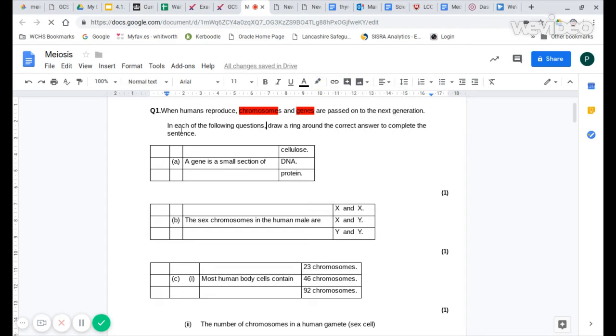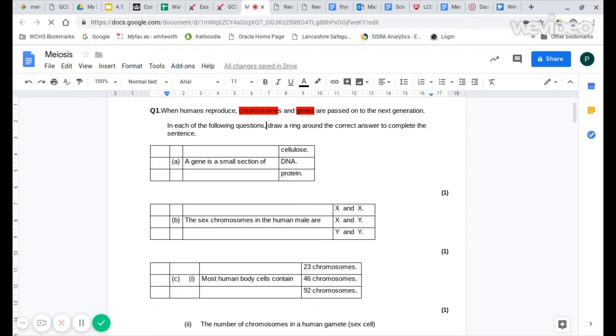In each of the following questions, draw a ring. I can't draw a ring because I'm going to do it on the computer. You would draw a ring, tick or underline, around the correct answer, singular, to complete the sentence. Nice and straightforward, hopefully. A gene is a small section of. Is it cellulose? Well, that's not going to be cellulose because cellulose is the carbohydrate which gives the cell wall its structure. Is it going to be a protein? No, it's not.